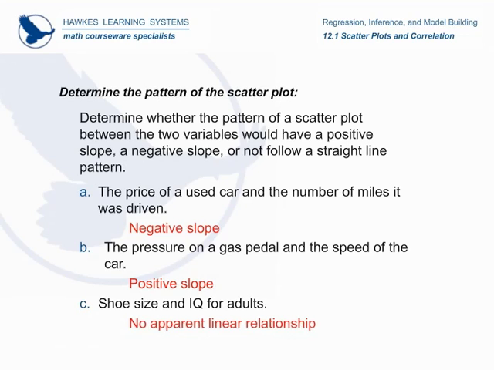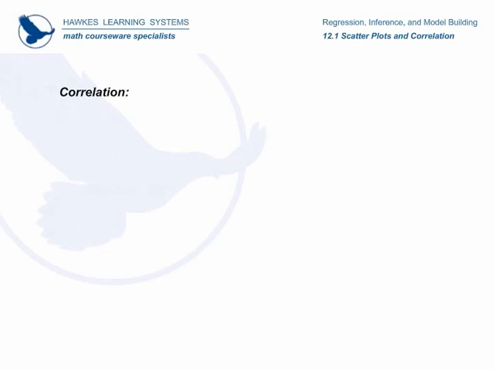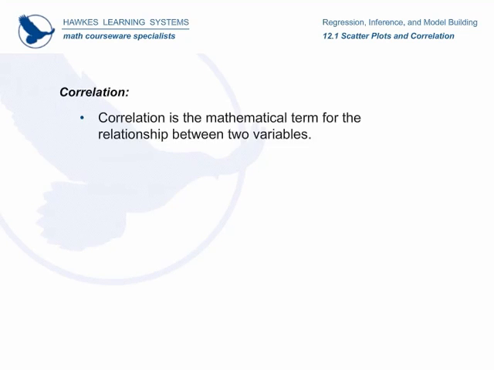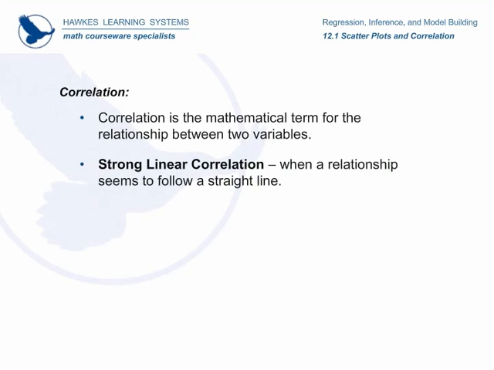At least we don't see a relationship there. Now let's take a look at the correlation, or the co-relation, between the two variables. A correlation is the mathematical term for the relationship between two variables.